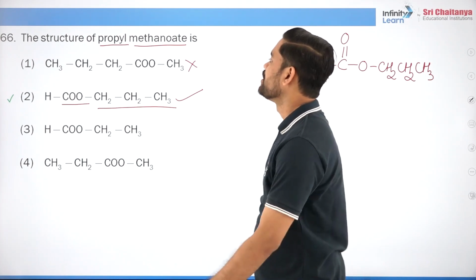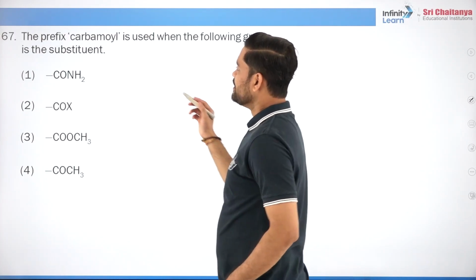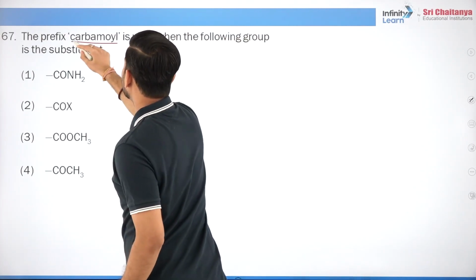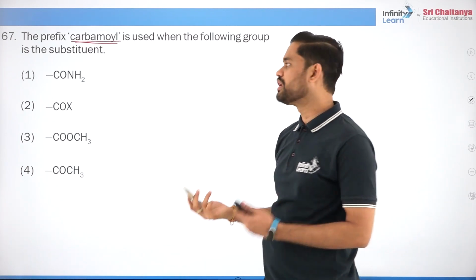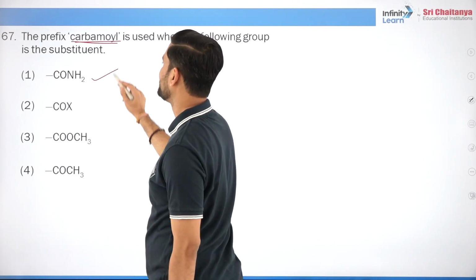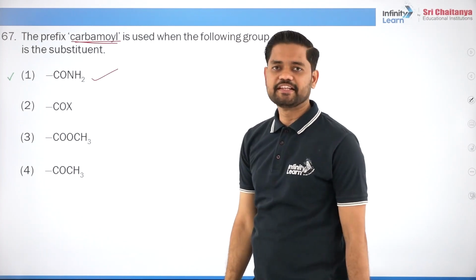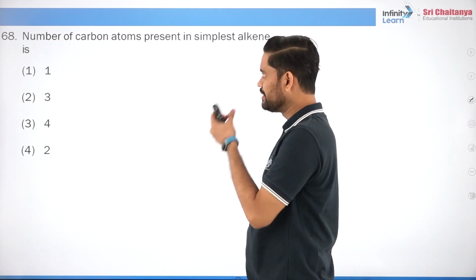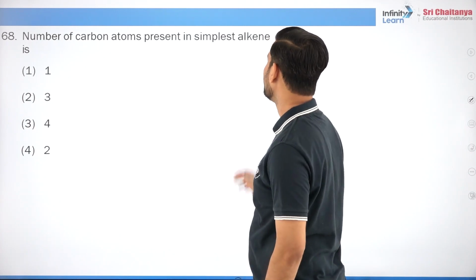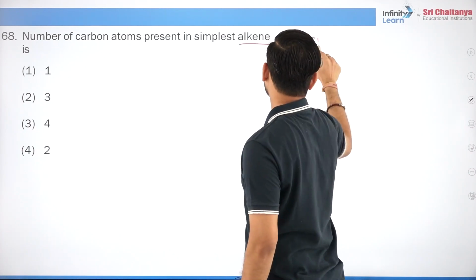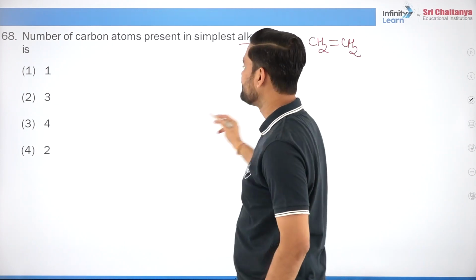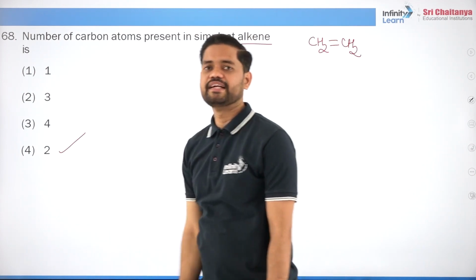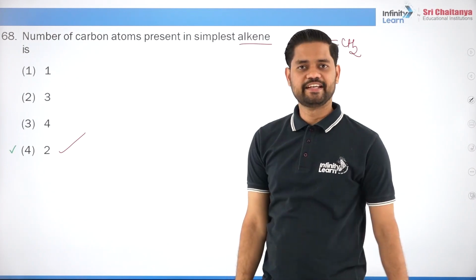Okay. Talking about question number 67, the prefix carbamoyl, it is amide. Carbamoyl belongs to what? Amide. Hence the option will be option number 1 for question number 67. Okay. Talking about question number 68, the number of carbon atoms present in the simplest alkene. The simplest alkene is CH2 double bond CH2. That means 2 carbon atoms. Option number 4 is the right answer for question number 68.